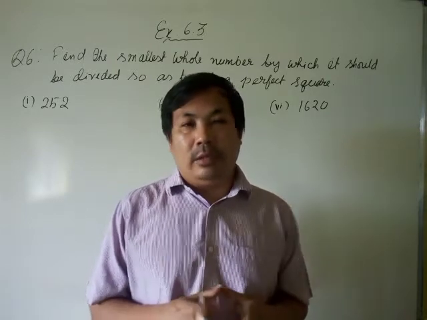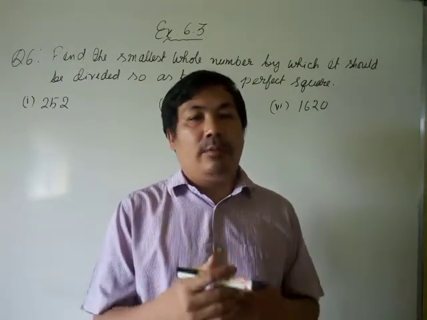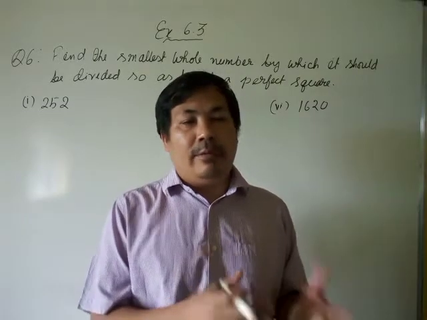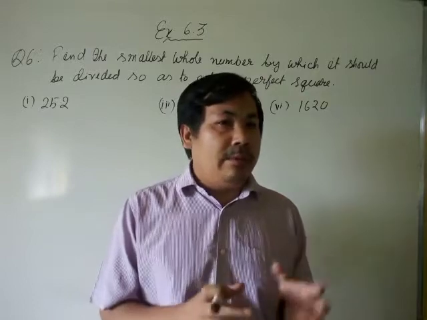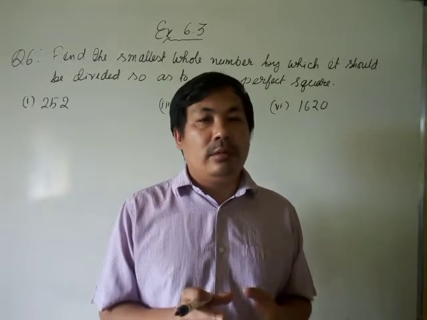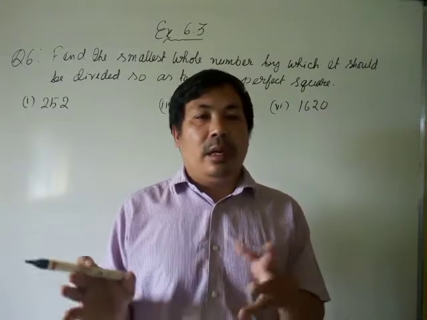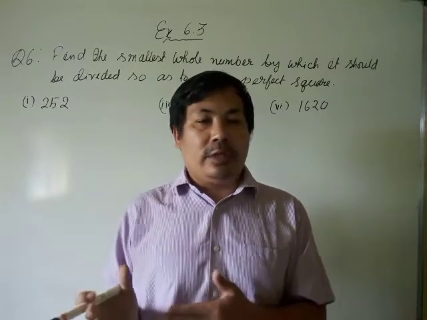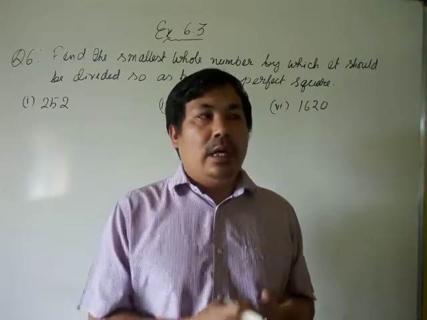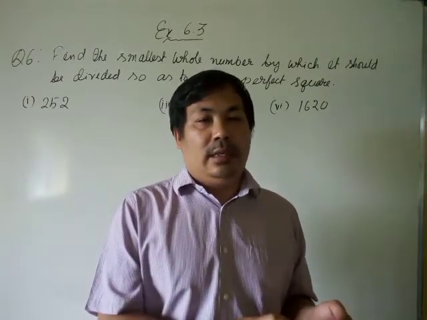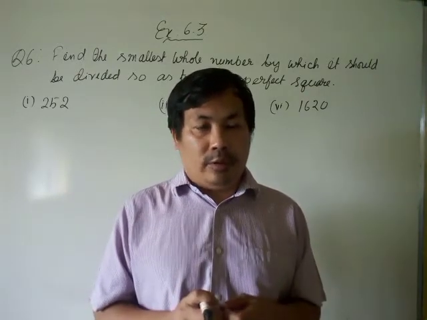Now, students, you see here in question number 6. Question number 6 is just the reverse of question number 5. In question number 5, it was asking to find the number which can be multiplied so that the other number becomes a perfect square. Here in question number 6, we have to find the whole number which will divide the number so that the number becomes a perfect square.